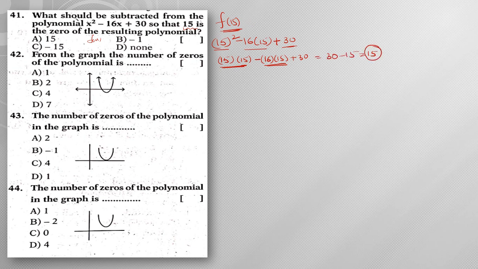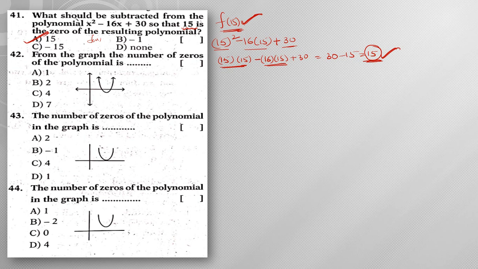So the remainder is 15. If we subtract this 15, then automatically it is divisible by 15, so 15 will be the zero of the given polynomial. I think you have understood, right? What should be subtracted means there will be some remainder left over, so we need to find that remainder. Here we have found the remainder by the remainder theorem. Already we know what the remainder theorem is, f of a, right? We got 15, so that extra 15 we should remove.